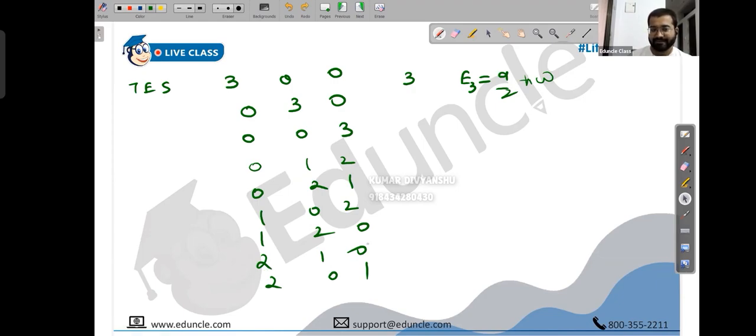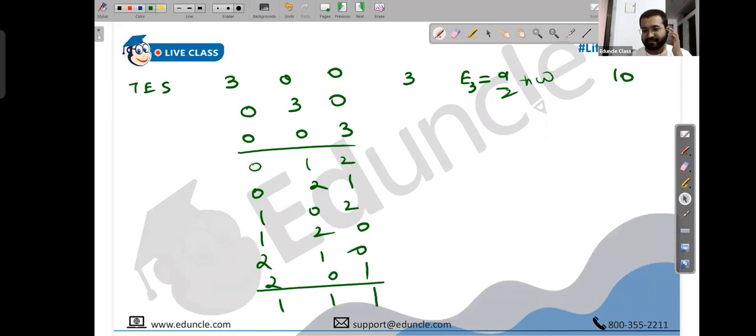Can you tell me another possible pair? Yes, 1 1 1. So in total, I have 10. Are you aware of this? It's a very popular series, no? This number 1, 3, 6, 10. Are you aware of the formula? When do you get 1, 3, 6, 10? n into n plus 1 by 2. I'm not 100% sure. Maybe.